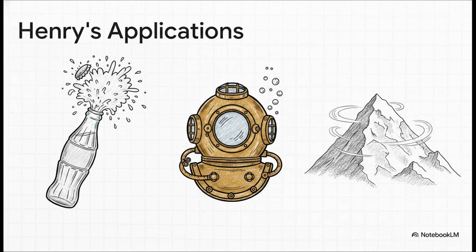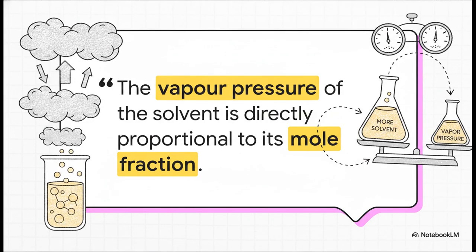Lower atmospheric pressure means less oxygen is dissolving into your bloodstream. So that covers gases, but what about volatile liquids? Well, enter François-Marie Raoult. Raoult's law gives us the baseline rule for how volatile liquids behave when we mix them together. In plain English, the more of a solvent you have in a mixture, the more its specific vapor is going to contribute to the total pressure above the liquid.